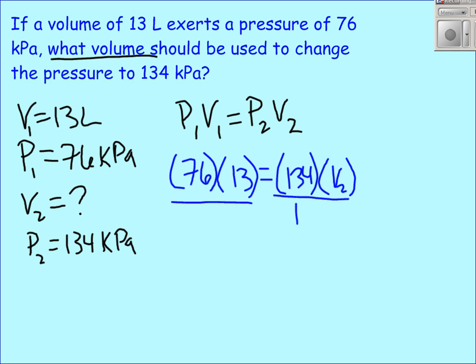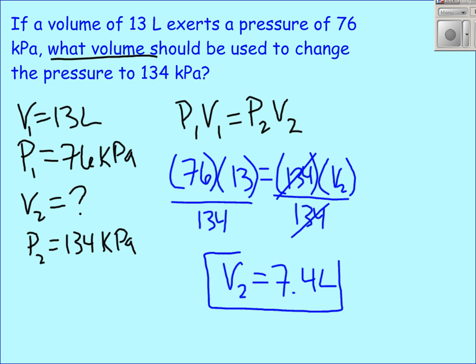Divide both sides by 134, and I get my volume. Let's take 76 times 13 divided by 134. And my final answer with correct significant figures is 7.4 liters. Make sure your answer is in liters because it was the volume we were solving for.